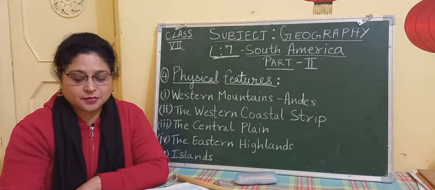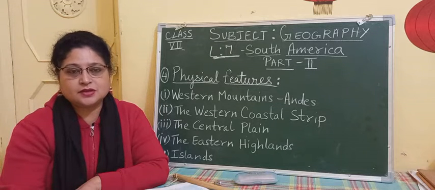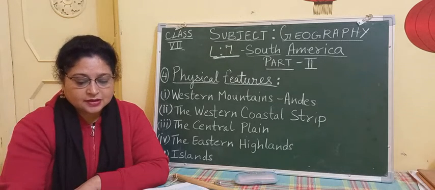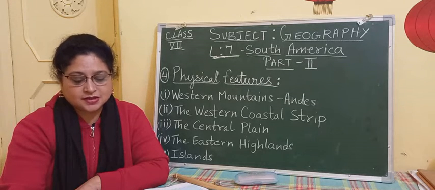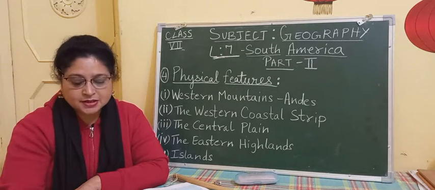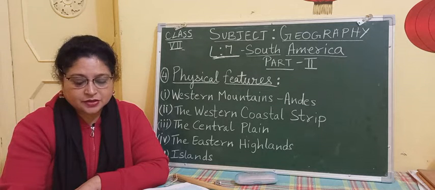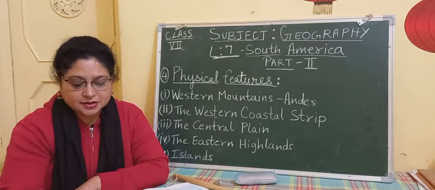So, the central plain has three main areas. What are they? Let us see. The Llanos of the Orinoco Basin first. The second is the Amazon Basin. The third is the Paraguay or Plata River Basin.